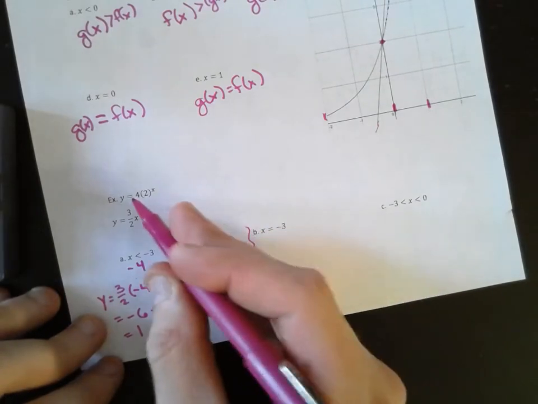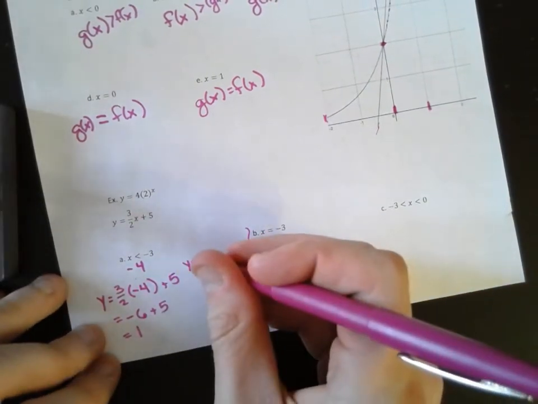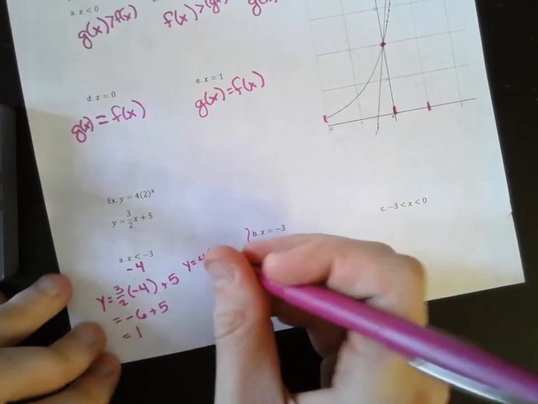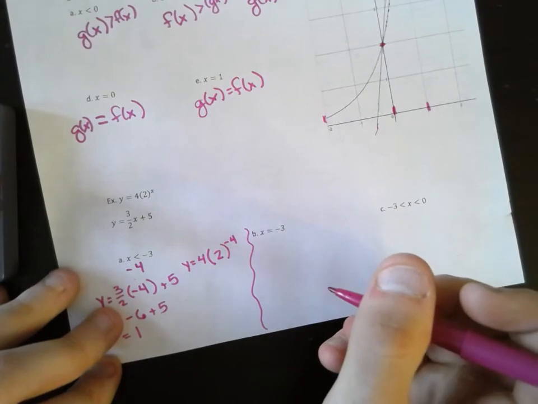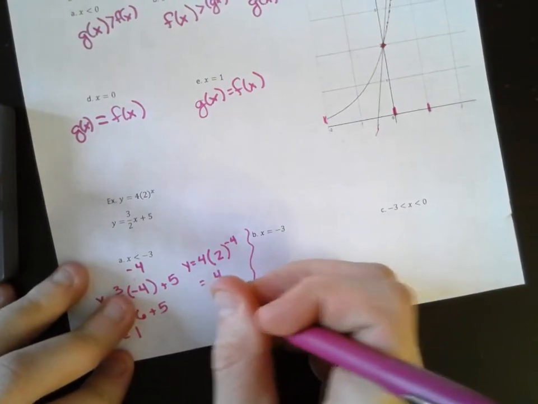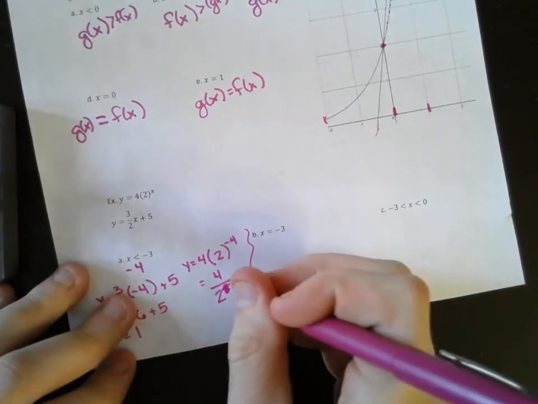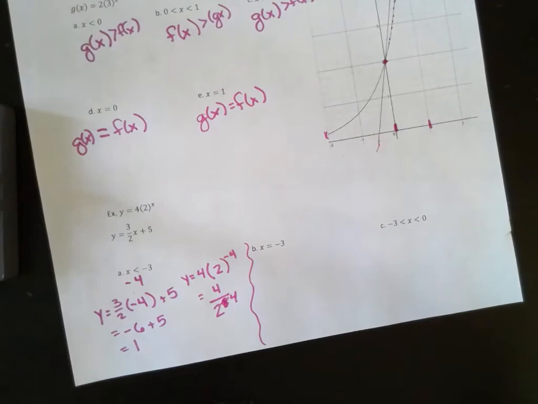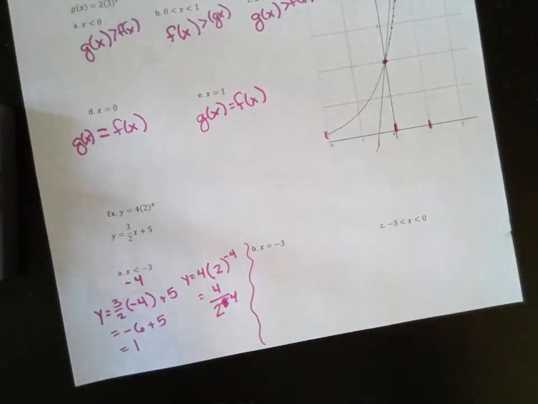If I do the same for my exponential function, y equals 4 times 2 to the negative 4th power. Oh, man. That means it's 4 over 2 to the 8th. Sorry, not 8th, 4th. Again, if I use exponent laws, guys, I don't have a calculator. I mean, I do have a calculator on my phone, but I'm too lazy to do that. I'm just going to do it.